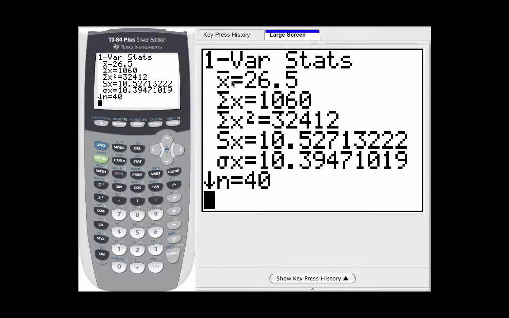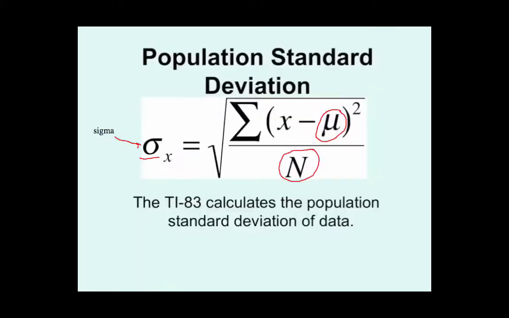Now, one of the things about both the mean and the standard deviation is they carry the units that the base data has. In other words, if the data was in years, the mean and the standard deviation will be in years. All right, let's go back to our slides here.